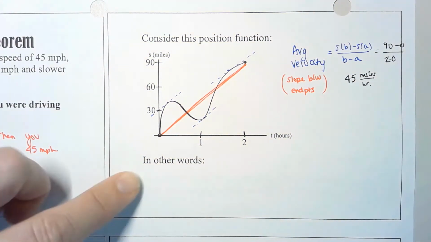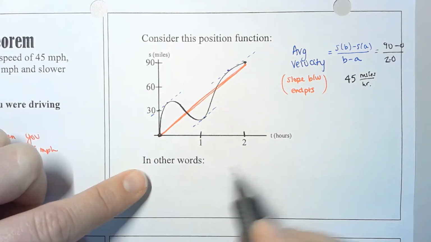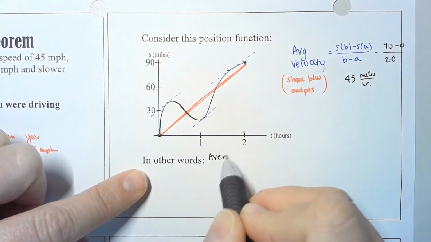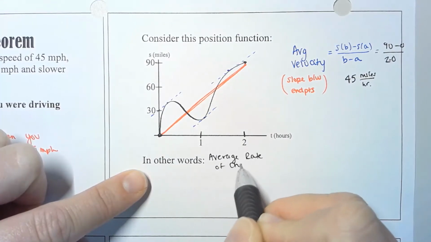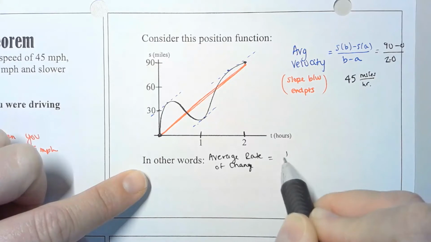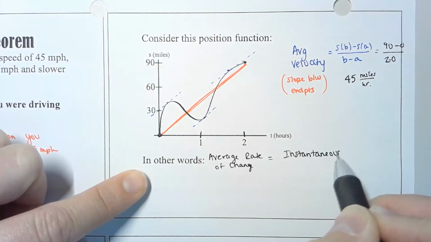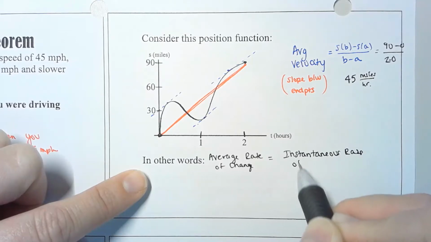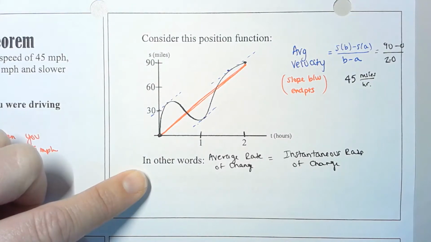Okay, I'm going to write that down a couple of different ways. This is kind of what I was just saying, that the average rate of change is equal to the instantaneous rate of change. That happens at least once. For us, it happened 3 times.